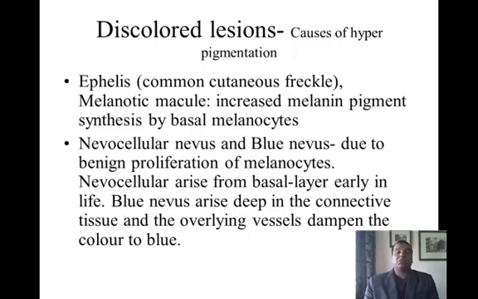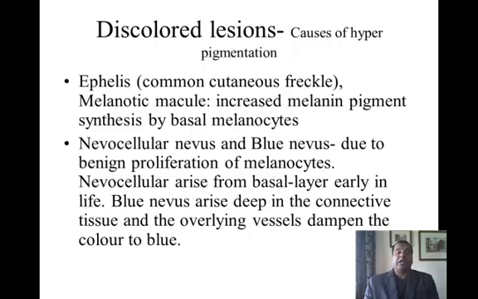Other discoloured lesions: ephelis, more commonly called cutaneous freckle, and melanotic macule, are an increased melanin pigment synthesis by the basal melanocytes. Nevocellular nevus, or a blue nevus, is due to benign proliferation of melanocytes. Here it's an increase in melanocytes, whereas the ephelis and melanotic macule are increasing the melanin pigment.